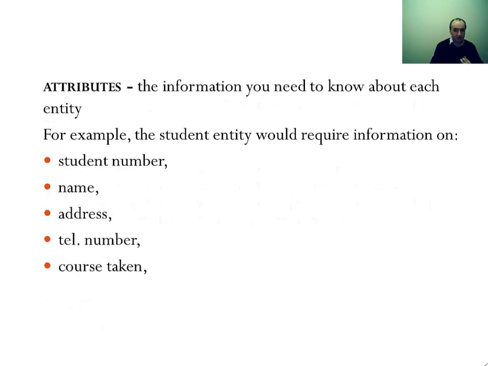Attributes are the information you need to know about each entity. The example of a student would have a student number, which will uniquely identify that student, a name, an address, telephone number, and course taken. All reasonable items of information that we may want to know about a student.